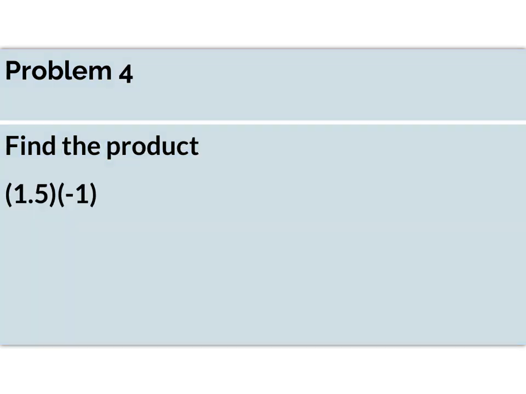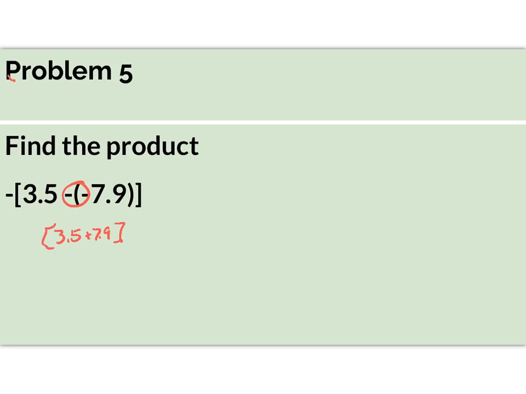Find a product. This is an identity property. So anytime you multiply by a negative, you get negative 1. Anytime you multiply by 1, you get the same number. Find the product. Here you got two negatives in a row. You always do what's in the parentheses first. 3.5 plus 7.9. Add those first. And whenever you do an operation, you get rid of the innermost parentheses. So 9 and 5 is 14. 7 and 3 is 10, plus 1 is 11.4. Bring your negative from the outside. There you go.